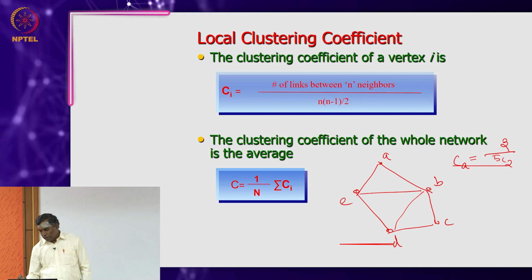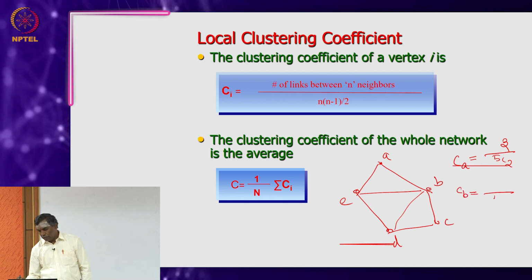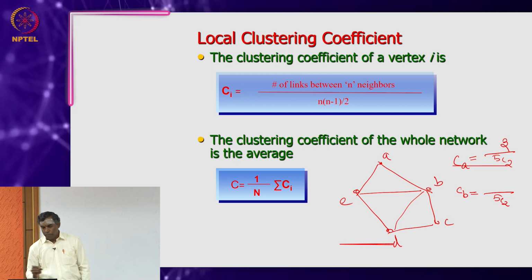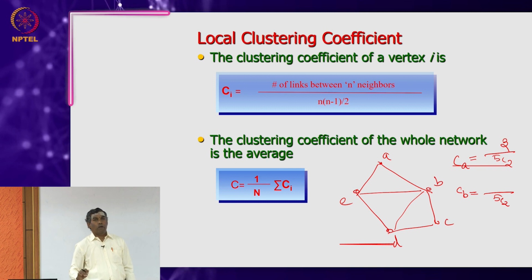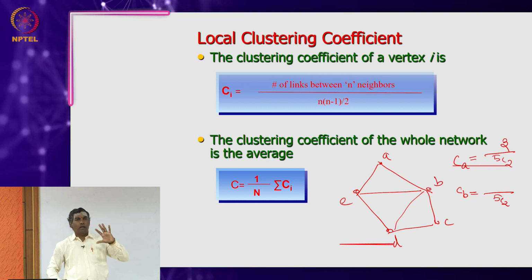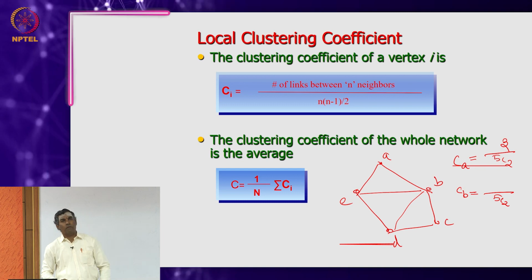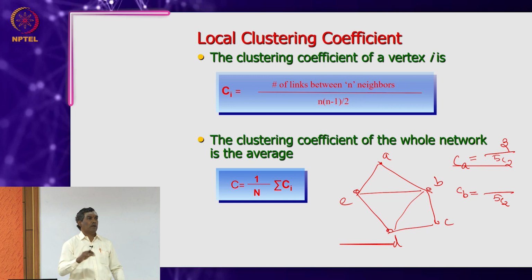If you look into this, for example, I want to find CB. Again, this is 5 choose 2. How many neighbors for B? All the vertices are neighbors of B. Now among these, how many edges are there?